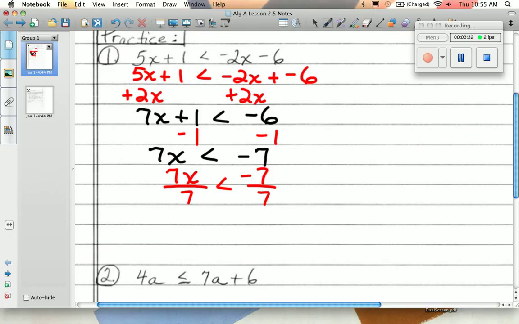So we get x alone. Did we divide by a negative? No, so we don't need to switch the symbol. Negative 7 divided by positive 7. Negative 1. Okay, so there's our solution.